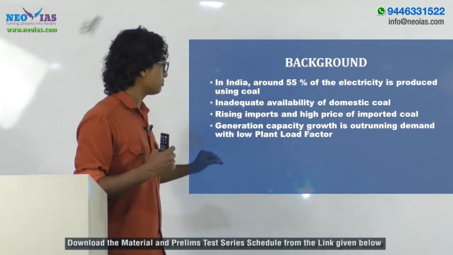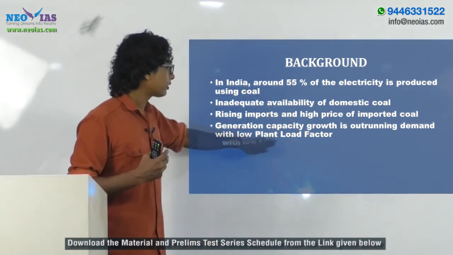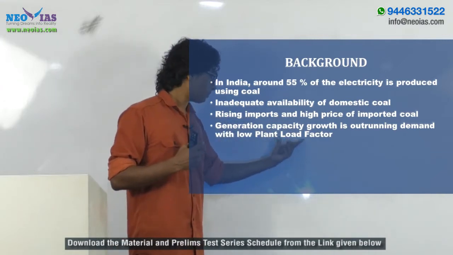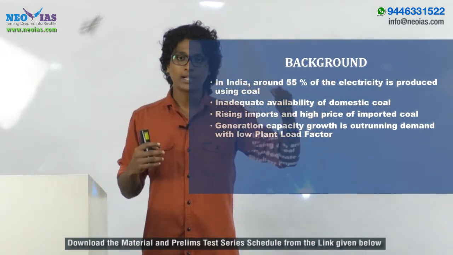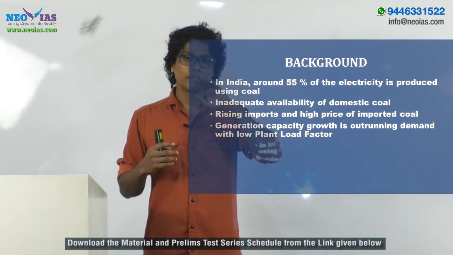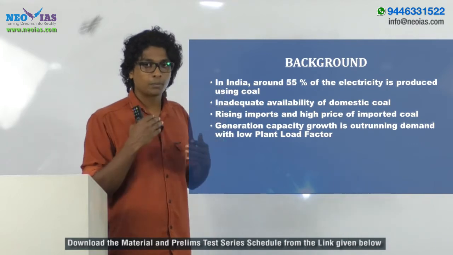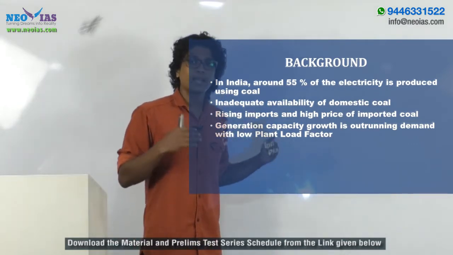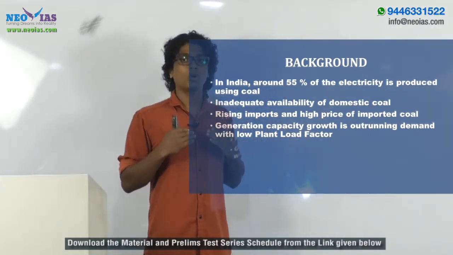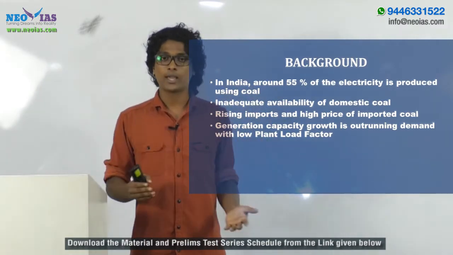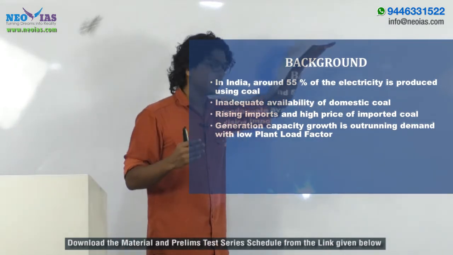Another major issue is that the majority of our power plants are running at a low plant load factor. The term plant load factor means the actual energy generation divided by the total capacity of the power plant. So if the plant load factor is low, it means the thermal power plant is not operating at its full capacity. And why is it not able to utilize its full capacity? Because of the unavailability of domestic coal.